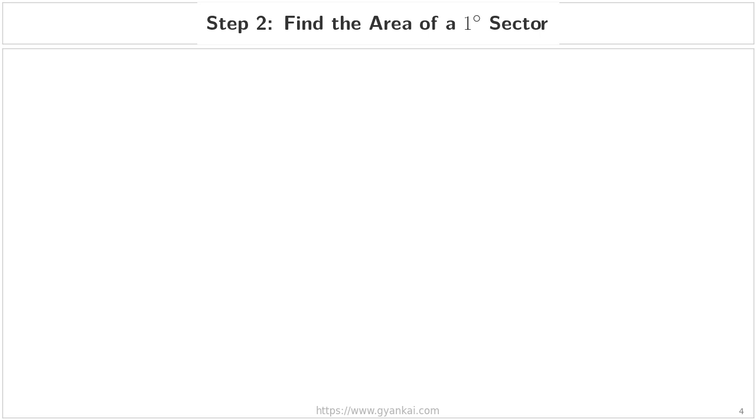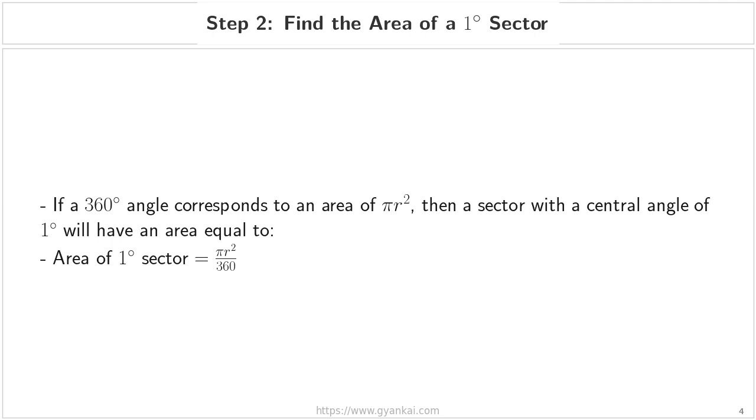Step 2. Find the area of a 1 degree sector. Now that we have established that a full circle represents a central angle of 360 degrees, let's apply the unitary method we mentioned in the previous slide. If a 360-degree angle corresponds to the total area of pi r squared, we can find the area of just a single degree by dividing that total area by 360. So, the area of a 1 degree sector is equal to pi r squared divided by 360. This gives us our single unit value, which we will use in the next step to find the area for any angle we need.